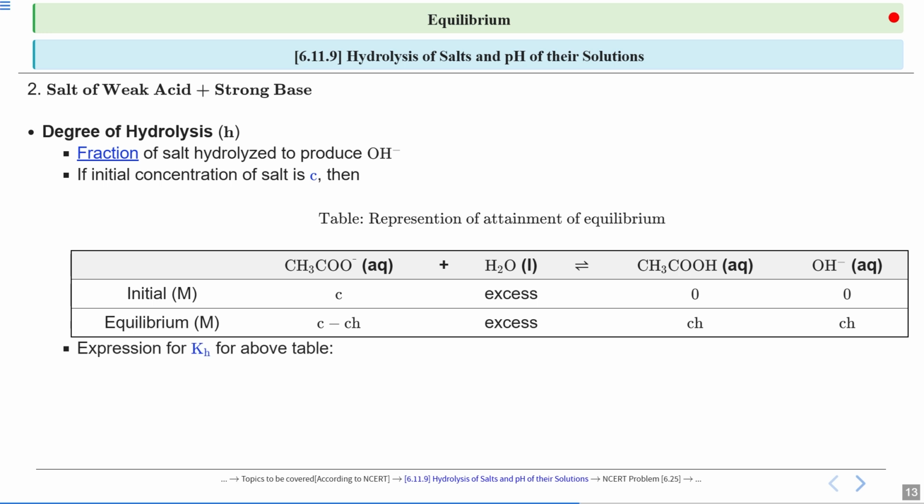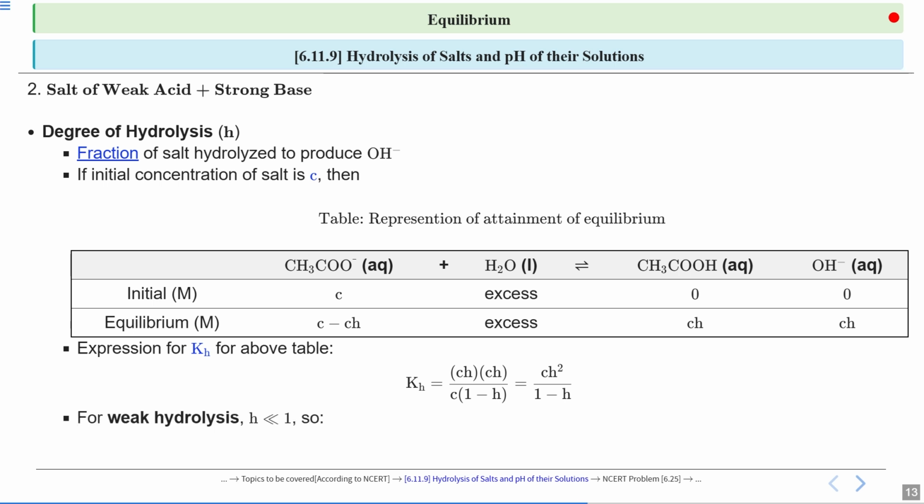If I try to write the KH for the above table, how will I write it? So it will be CH multiplied by CH, meaning product concentration divided by the reactant's concentration. In the reactant we have water which is present in excess, so we will not consider it. We will only consider this acetate ion. Here I have taken C common, so we are writing it as C into 1 minus H. Now we will cancel this C from the numerator and the denominator. As a result, we will get our final equation as CH square by 1 minus H.